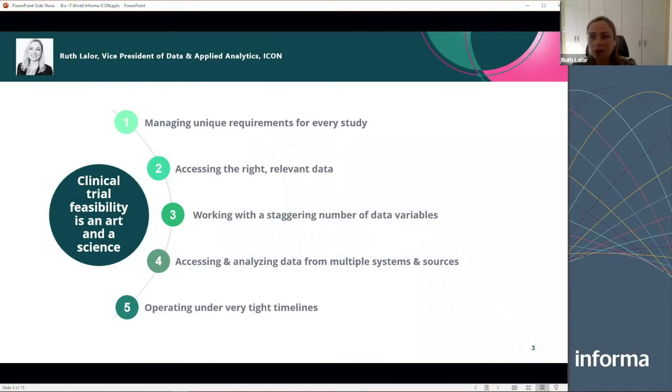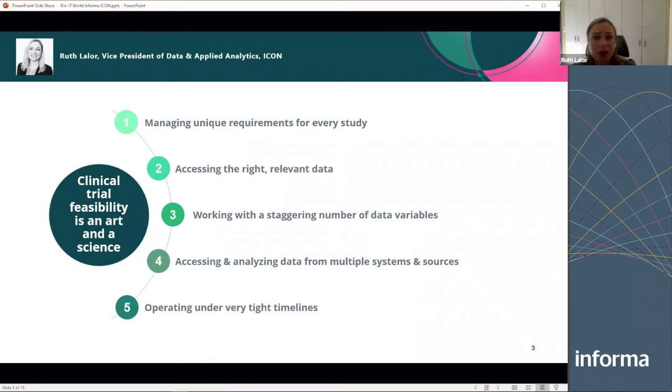First and foremost, let's start with the challenges that we see today in the feasibility space. There's a couple of key parameters, I suppose, that everybody really needs to be aware of. The first one is that every study is unique, and every study must be treated as something that is unique. It has unique requirements, sponsors, therapeutic areas, potential patient populations, and unique challenges. And that needs to be factored into each and every single feasibility study.